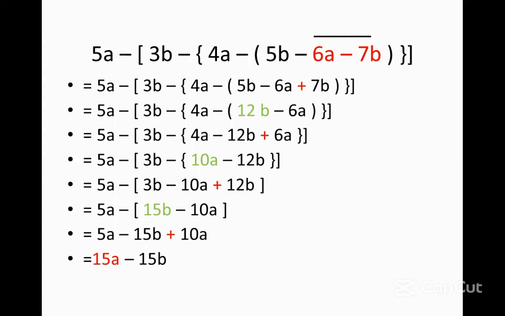Now look at the like terms b and b, 5b, 7b. These are called like terms. Now the coefficients will be added. 7, when 7 will be added with 5, it will become 12b. Now we are going to write it as 12b minus 6a. Remaining will be same.